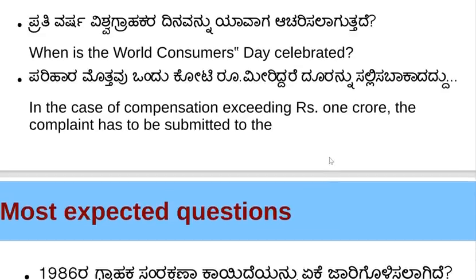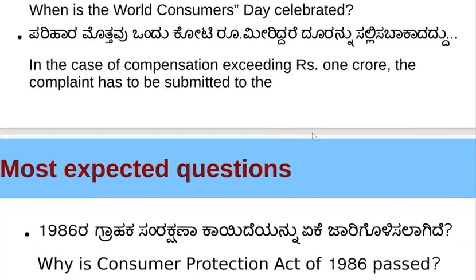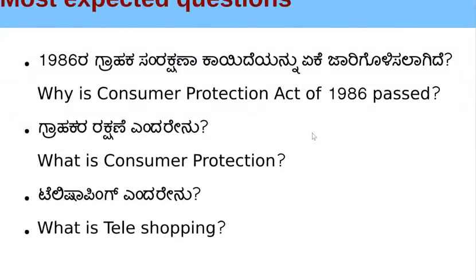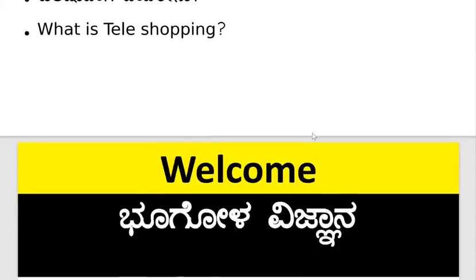Please, this one question you have to remember. If the compensation amount is exceeding 1 crore, there are 3 conditions of compensation. Remember all the 3 compensations: what is the amount, what is the value, and to whom we have to submit the complaint. That you need to remember. Next, why was the Consumer Protection Act of 1986 passed? What is consumer protection? What is teleshopping?